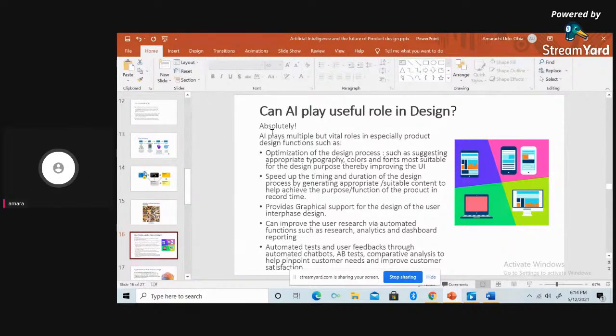Other things AI comes in on, apart from optimization, are automated tests, user feedback through automated chatbots, A/B tests, and comparative analysis to help pinpoint customer needs and improve customer satisfaction. People don't know that there are AI chatbots that are just there. They think that whenever they come online, there is always somebody to answer them. But that feeling is really great because it makes you feel like somebody is giving you attention at any point in time. Because of time difference, if a company is right here, there's a particular time that people will retire, go home, go to sleep. But when you have an AI chatbot there, it takes care of such things, and it always answers people. So you see that these are useful applications of AI in the product design and development process.